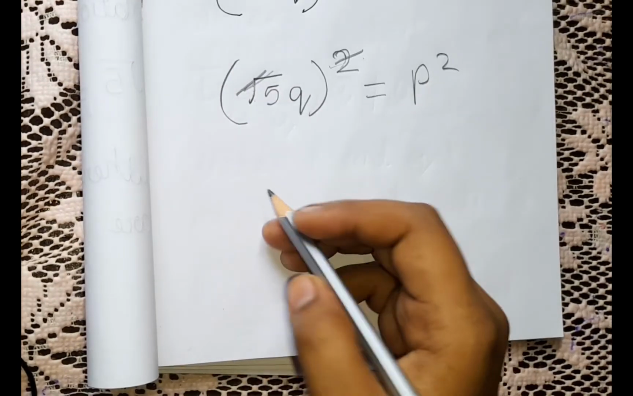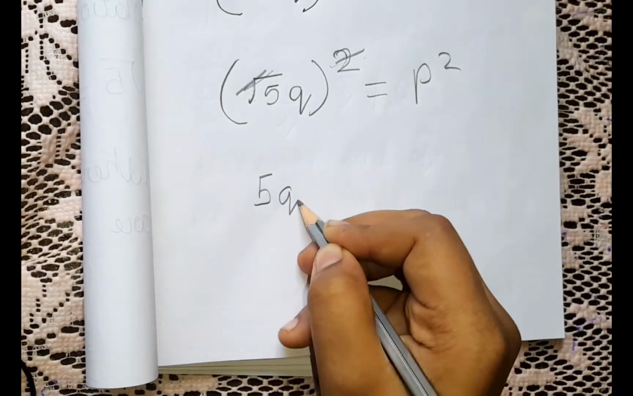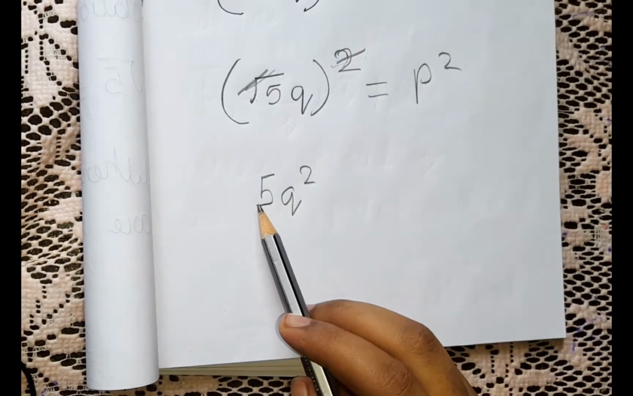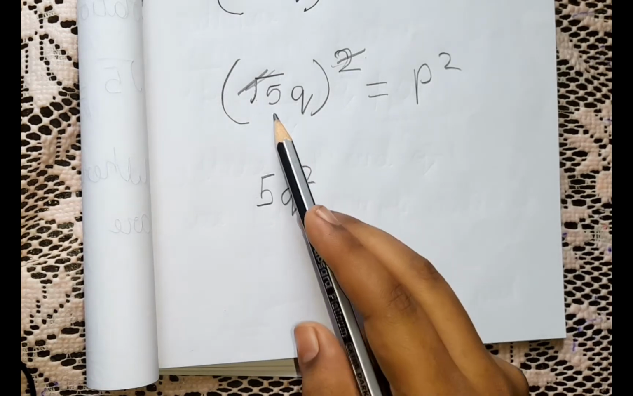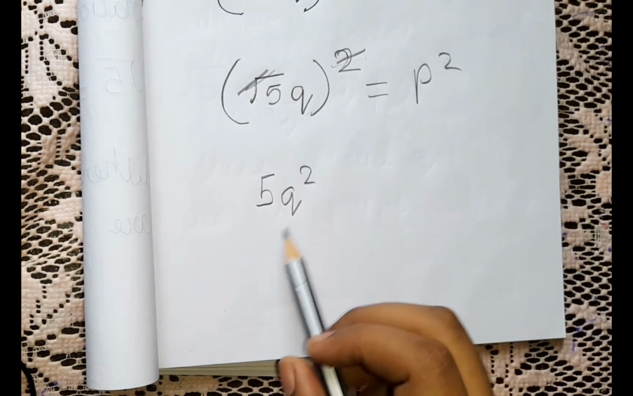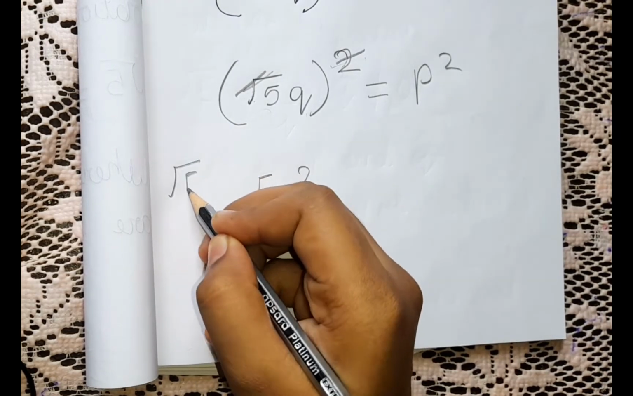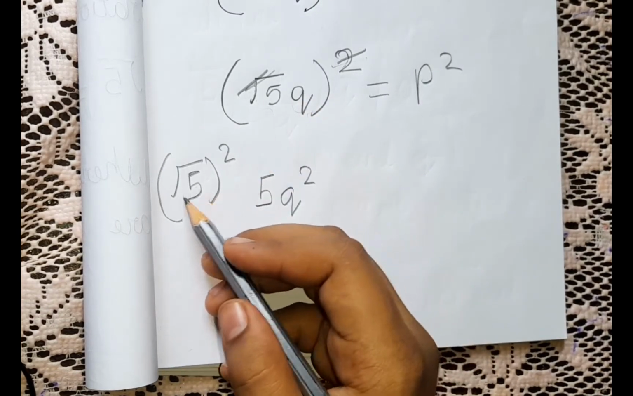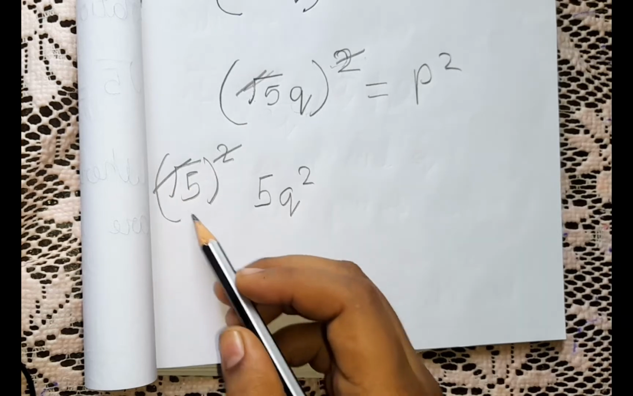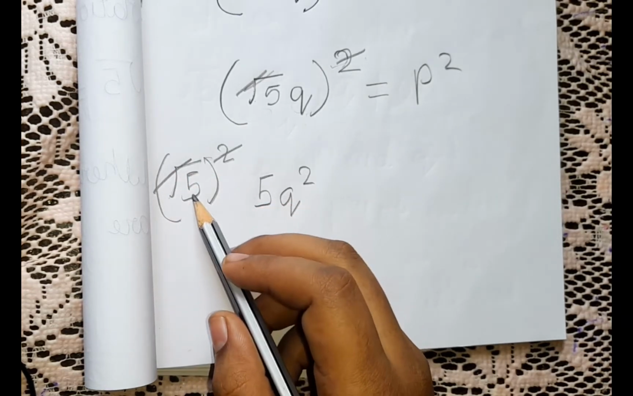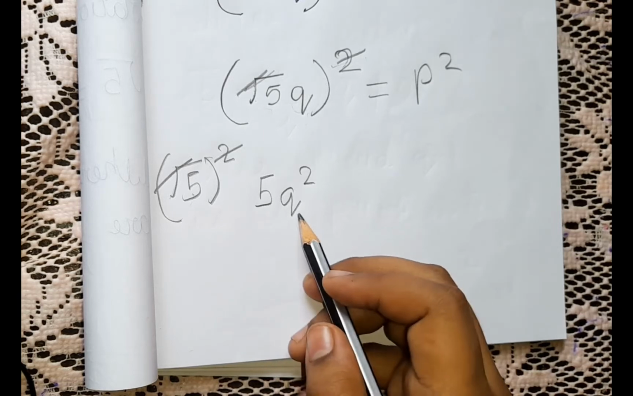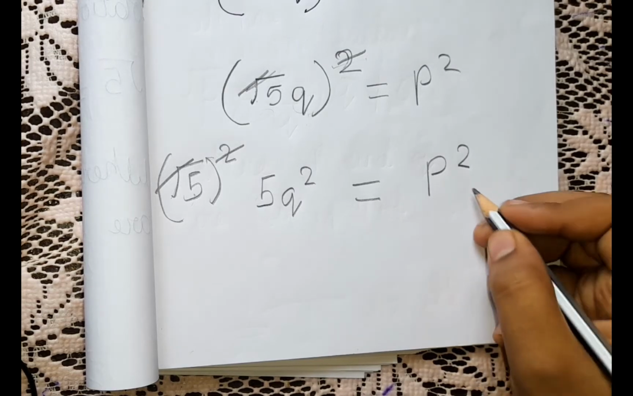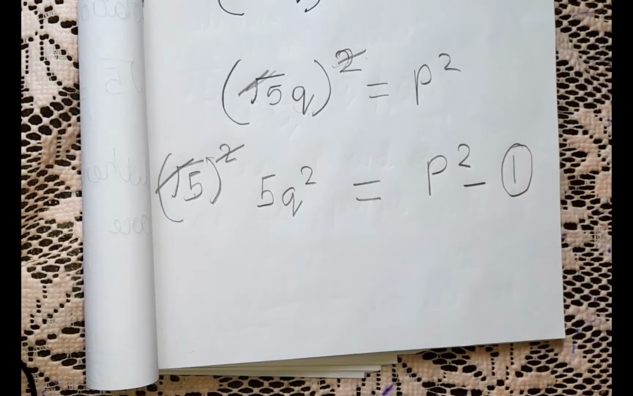So the answer is 5q square. Why? Because the square belongs to q as well. So we cancel the square for root 5, not for the q. Remember this. Actually it was like this. We cancel the square and we cancel this root, then it became 5. So it is 5q square is equal to p square. We got this, and this is equation 1.